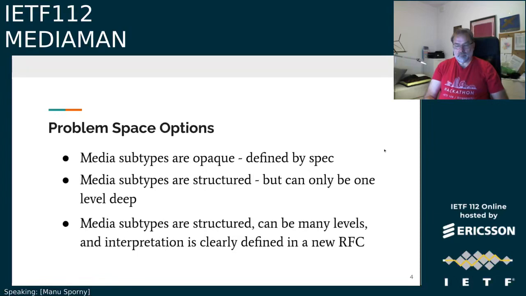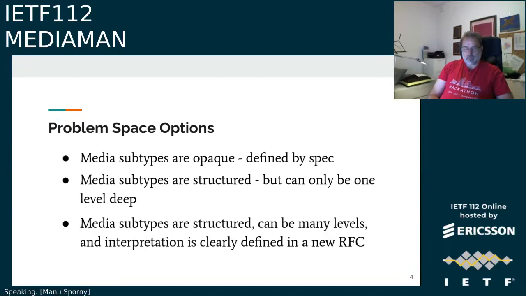All right. So what are some of the options here? One of the options is that media subtypes are opaque. They're defined by specification, and you shouldn't read anything into it other than what's already written. So if you have 2 pluses in there, maybe the spec needs to say it, or maybe we should just not allow that at all. Another thing that we could say is media subtypes are structured, but can only be 1 level deep. I believe that's kind of what's there today, but of course, defer to the experts on that.